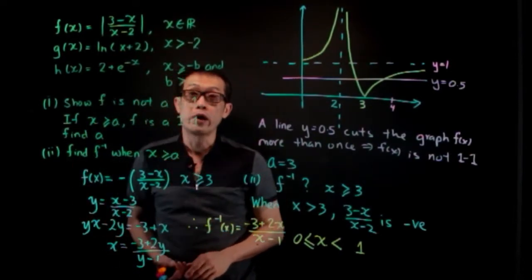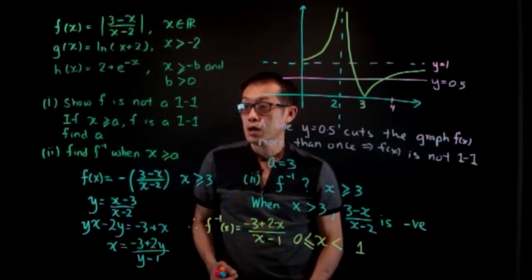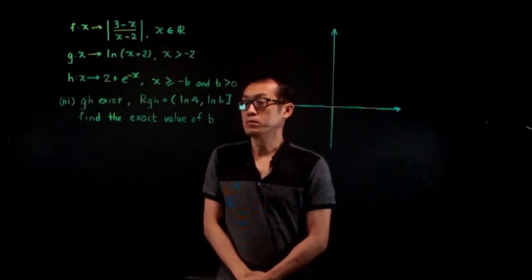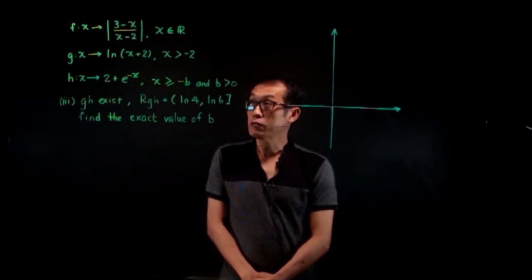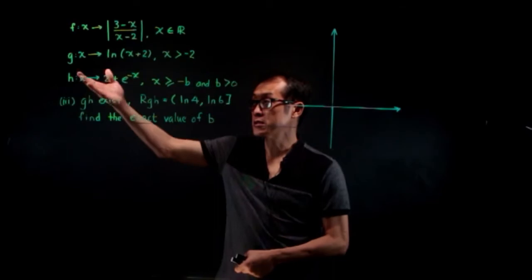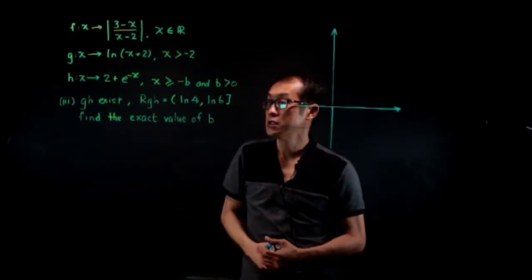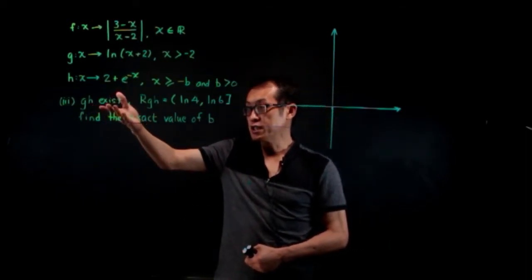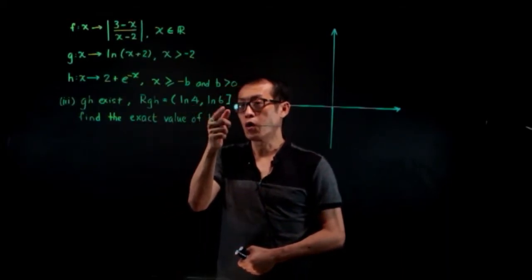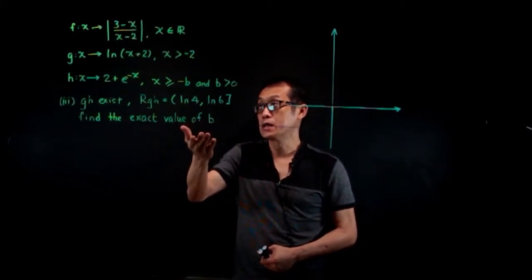Now we have finished part 1 and part 2. We shall now move on to part 3 of question 3. Part 3 of question 3 uses just g and h of the 3 functions. Now it is given that g of h exists and the range of g of h is between ln 4 and ln 6.